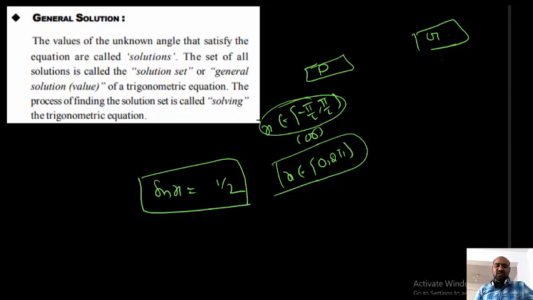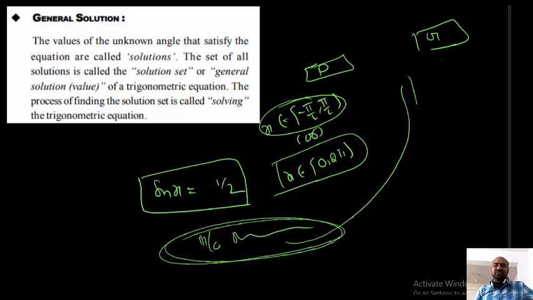General solution means, as I just explained, one value is pi by 6, another 5 pi by 6. All these values should be generalized by using a formula. That is called its general solution.